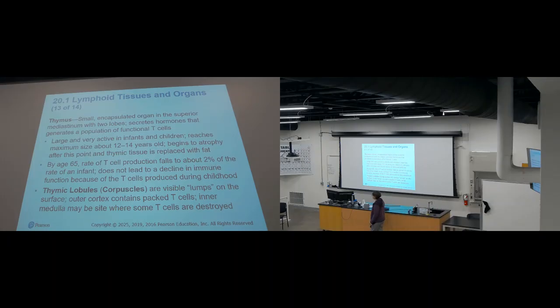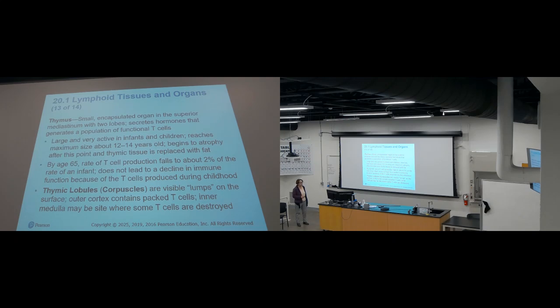Now for the thymus. The thymus is a small encapsulated organ that we have in the mediastinum in between the right and the left lungs, and it's above the heart. So this thymus has hormones that help to mature the T cells. It has thymosins and thymopoietins.